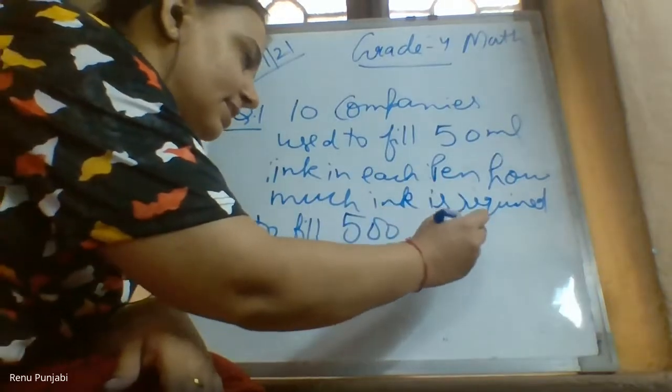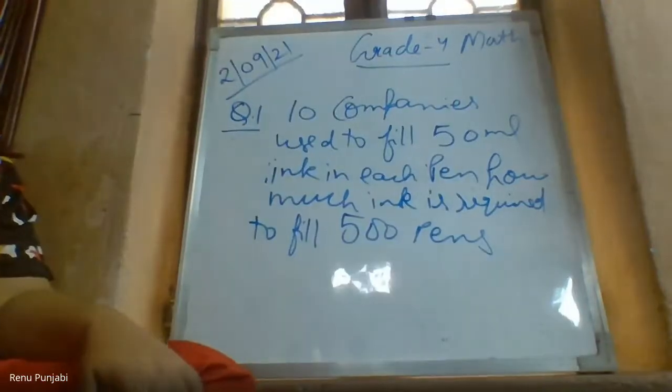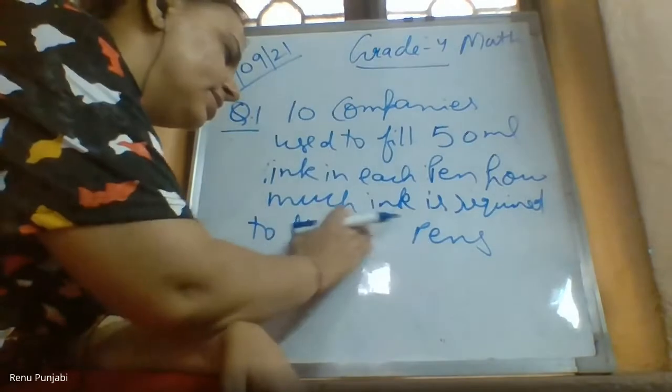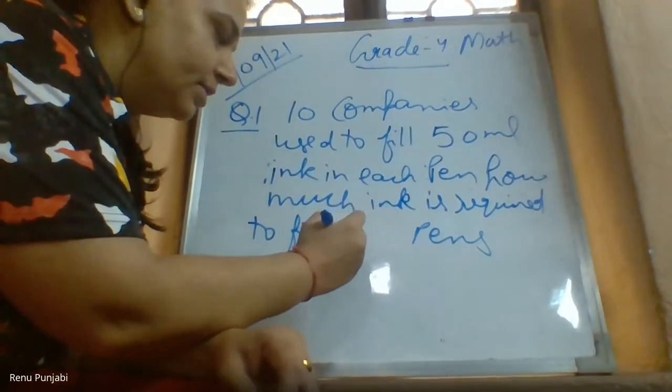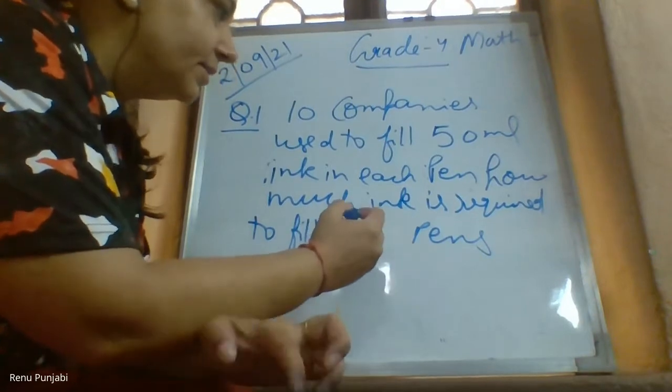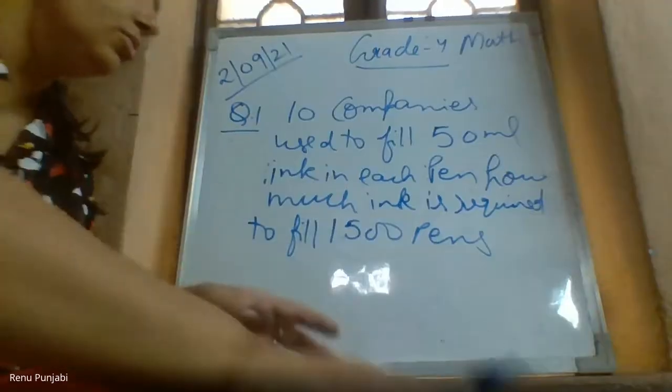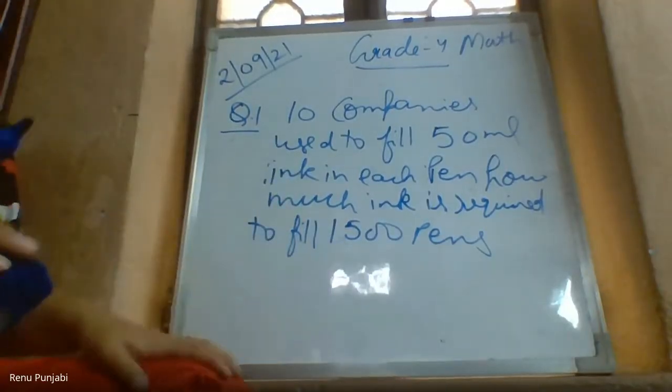To fill 1,500 pens, what will you do in this case? We multiply 50 by 1,500. So you will get the answer. The answer is 75 liters.